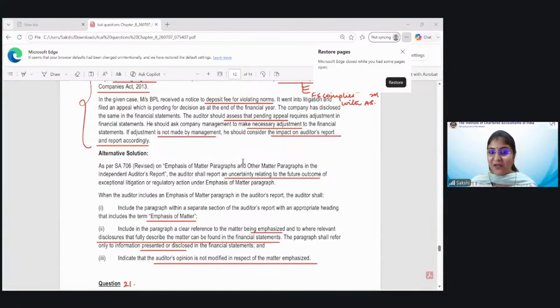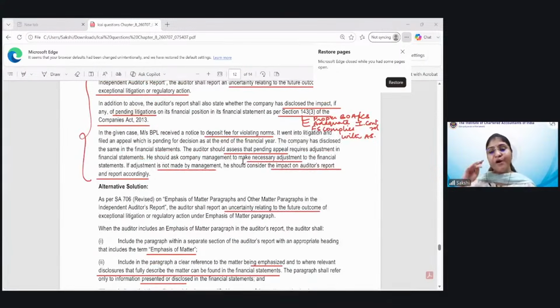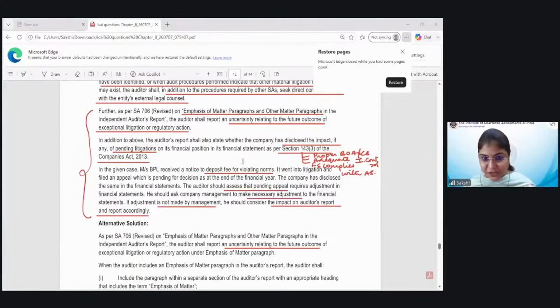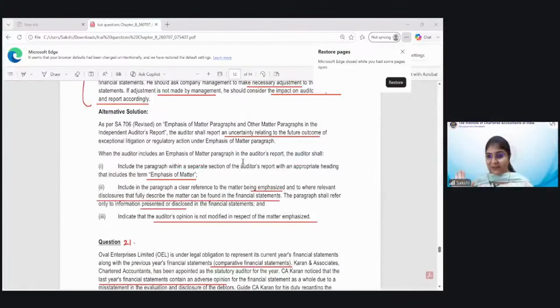Now, see, you have the liberty of answering anyway. For example, you read the question. Section 143(3) did not strike you. SA 501 did not strike you. You were in tune with the EOM, SA 706, only. So, still you will get marks. Are you understanding? Still you will get marks.